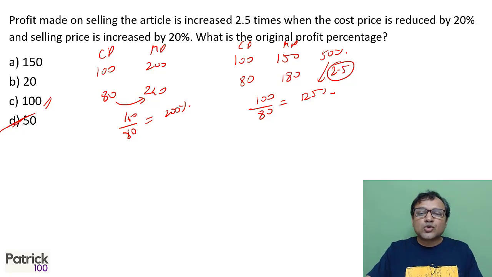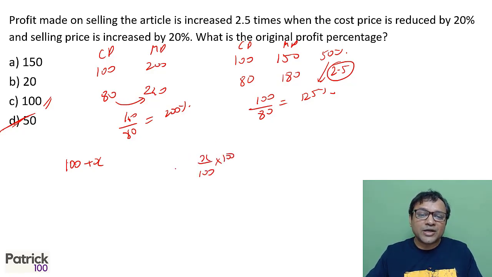You can also solve by using the profit as X. So let me take the cost price as 100 and my mark price is 100 plus X. So my initial profit is obviously X. Okay, X upon 100 into 100. That is the initial profit. My new profit is, I've increased my mark price by 20%, so into 1.2. Okay, and I reduced my cost price by 20%, so 80.